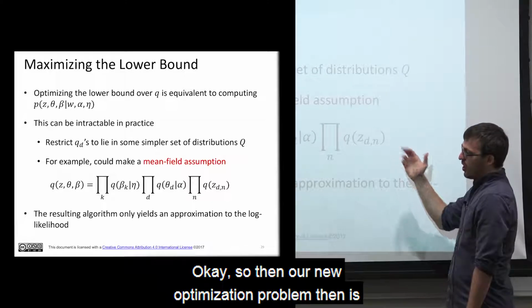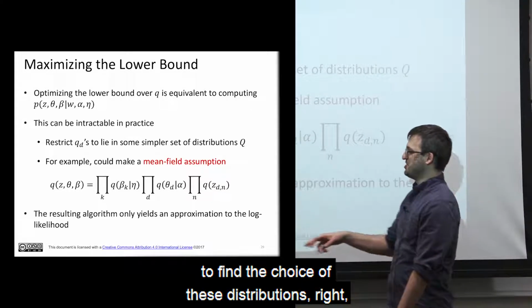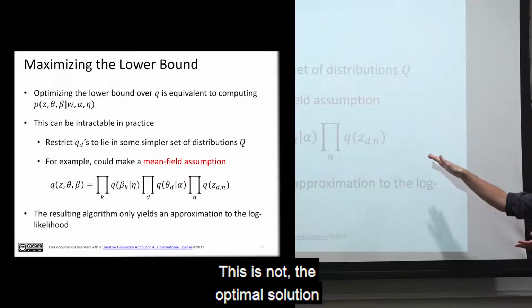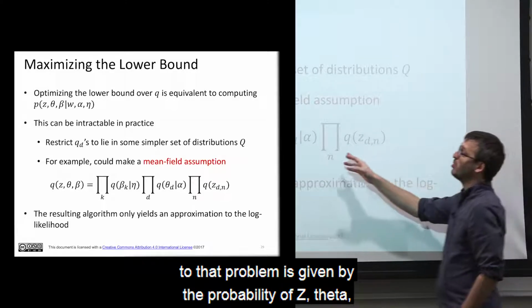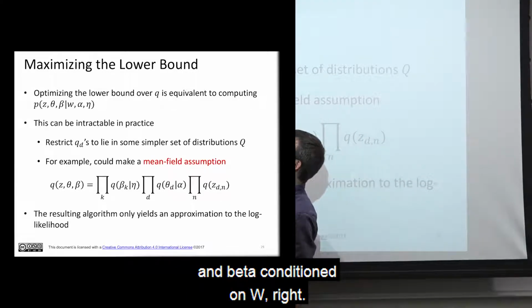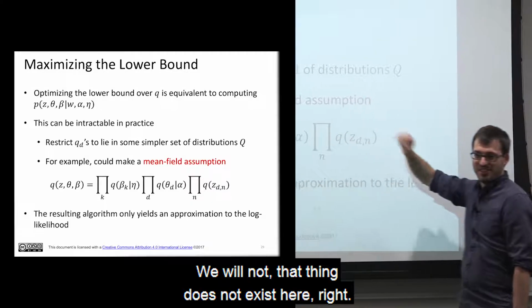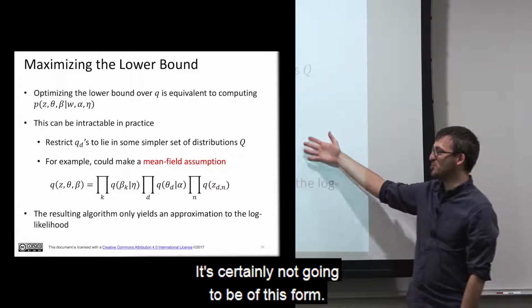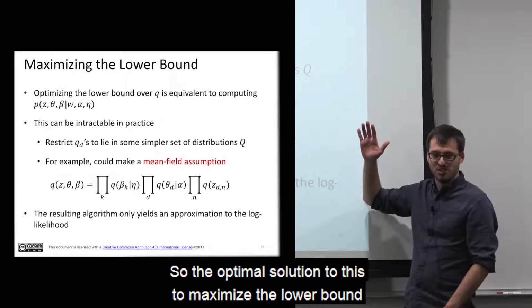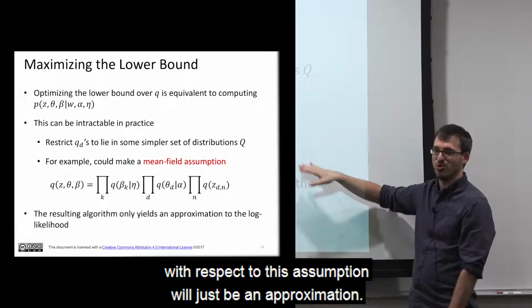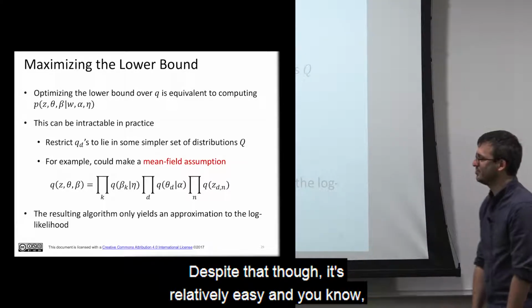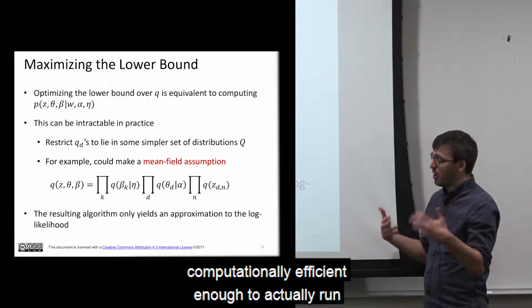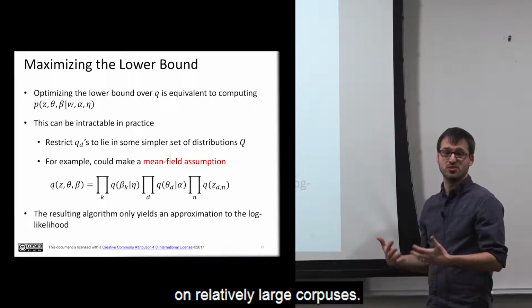Okay, so our new optimization problem is to find the choice of these distributions that maximize that lower bound. Again, it won't be tight. The optimal solution to that problem is given by the probability of z, theta, and beta conditioned on w. That thing does not exist here. We don't have that thing. It's certainly not going to be of this form. So the optimal solution to maximizing the lower bound with respect to this assumption will just be an approximation. Despite that, though, it's relatively easy and computationally efficient enough to actually run on relatively large corpuses.